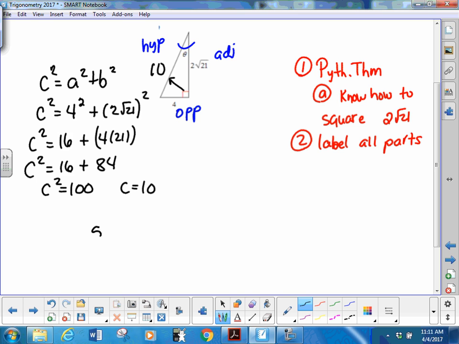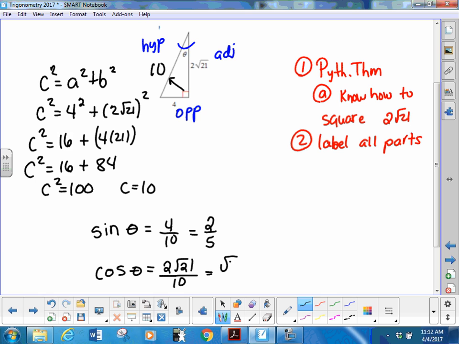If you remember, sine of theta, sine is opposite over hypotenuse. So it's 4/10, which we could reduce to 2/5. So sine of theta is 2/5. At this point, I'm not sure that I would count off if you left it as 4/10, but if it's multiple choice, make sure that you're able to reduce. Okay. Cosine is adjacent over hypotenuse. And 2 will go into 10 5 times, so that gives you square root of 21 over 5.